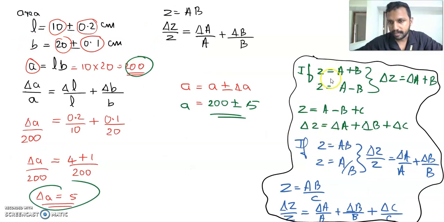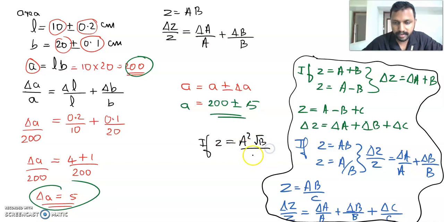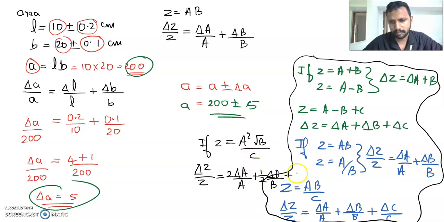Therefore, let me add to this formula bank. That is one more. That is, if z is equal to a square root b divided by c, then we could write delta z by z is equal to 2 delta a by a plus, yes, it is root b means half delta b by b plus c means it is delta c by c.